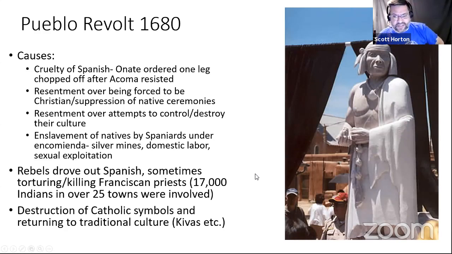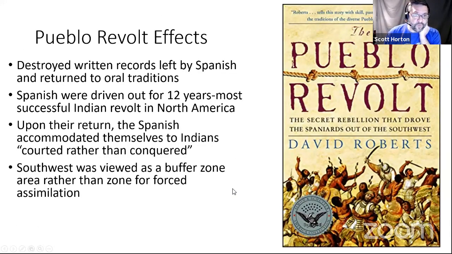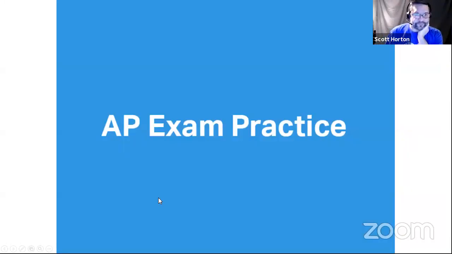In 1692 or so, the Spanish come back and are much more accommodating to natives, and instead of trying to dominate them, they figure out ways to live with them. So again, courted rather than conquered is a good way of describing that. So that's an example of a Spanish rebellion. And we'll talk about the French and wars with Indians. We'll get into that a little bit tomorrow. We'll save that for that.